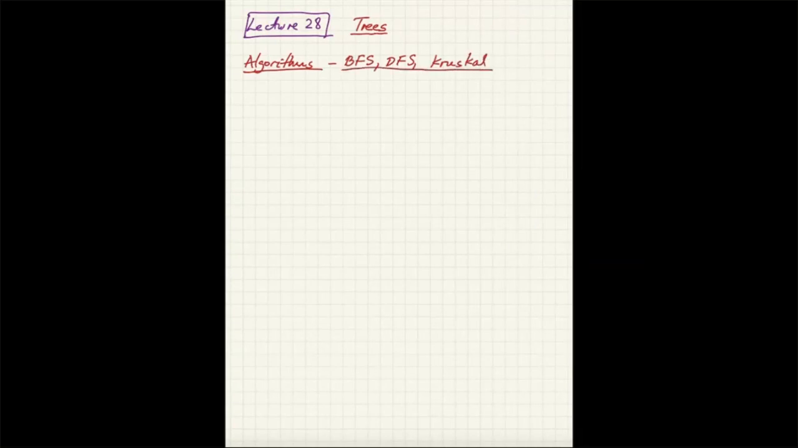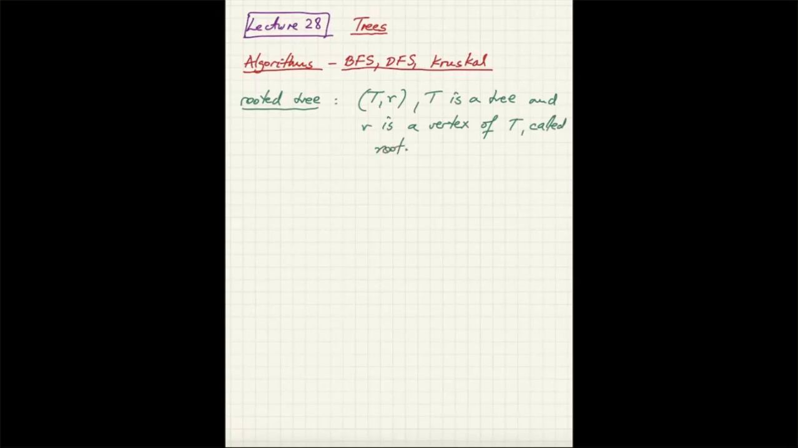They all involve trees. So first, to start describing these algorithms, we need the notion of a rooted tree. So a rooted tree is an ordered pair T and R, where T is a tree and R is a vertex of T called root. Okay, so basically a rooted tree is a tree with a specific vertex of it called a root.